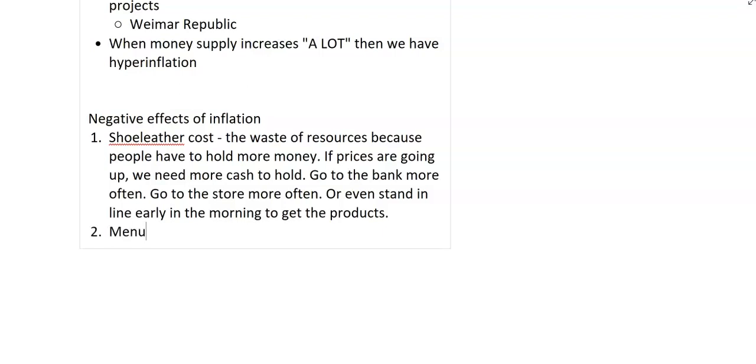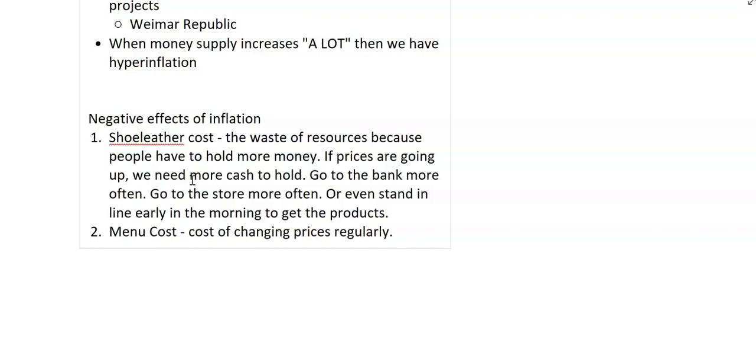We also have menu cost. This is the cost of changing prices regularly. If you imagine, why is that the case? Imagine going to a grocery store. The prices are written in front of all the items. Now, menu cost is changing those prices regularly because prices are going up. So somebody has to go and update those prices, remove the sticker from the front and put in a new sticker.